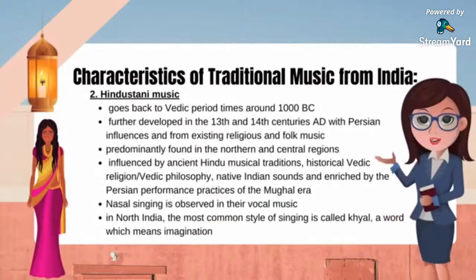2. Hindustani music goes back to Vedic period times around 1000 BC. Further developed in the 13th and 14th centuries AD with Persian influences and from existing religious and folk music. Predominantly found in the northern and central regions. Influenced by ancient Hindu musical traditions, historical Vedic religion/Vedic philosophy, native Indian sounds and enriched by the Persian performance practices of the Mughal era. Nasal singing is observed in their vocal music. In North India, the most common style of singing is called Khyal, a word which means imagination.